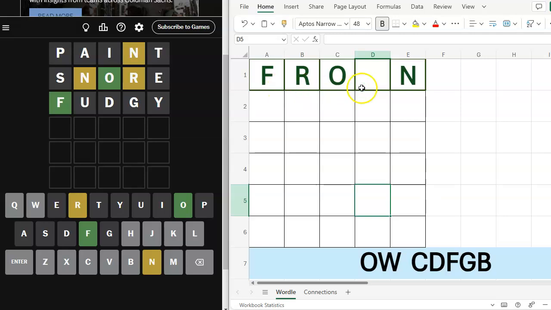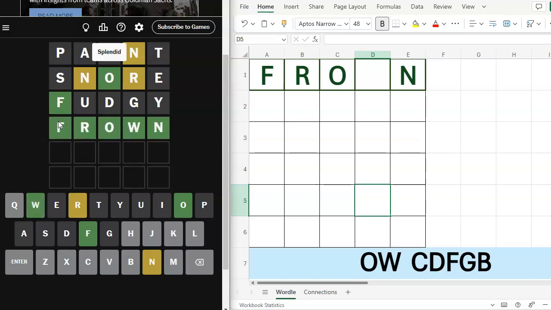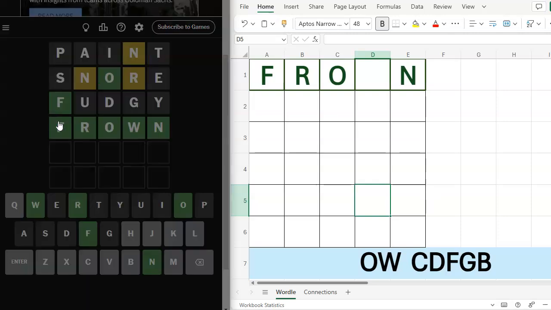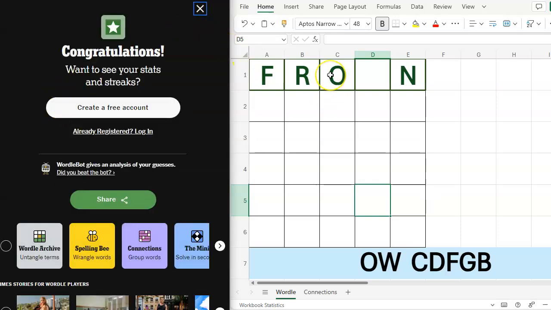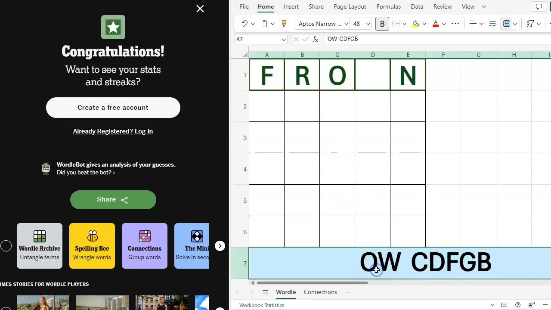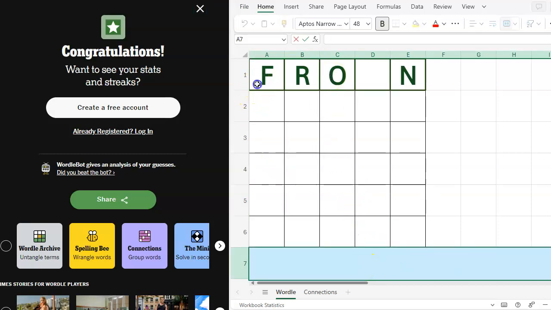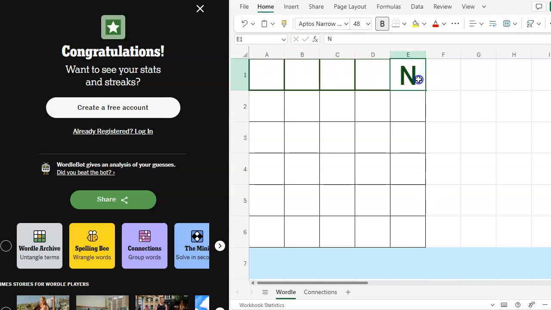Q, W, F, R, O, N. Just checking the letters we've already kind of used here. H, J, K, L, Z, X, C, V, B, M. Frown. It is frown. I'm glad I rethought. We already knew that there was an R and an N, and there were so many options. I'm glad I went with figuring out what the other consonants or consonant may have been. All right. That is done.